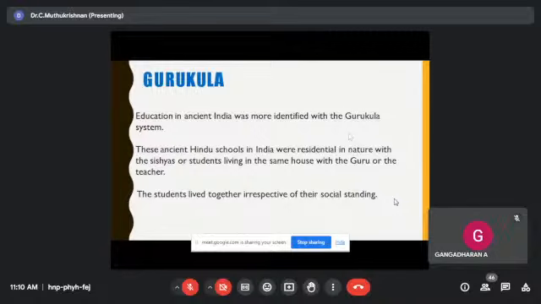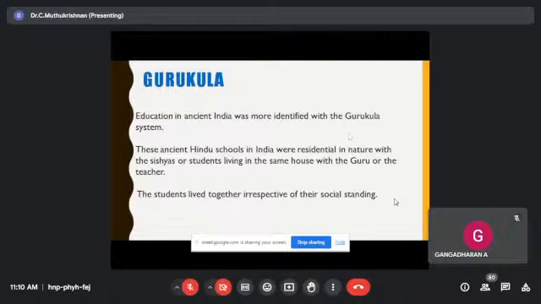Teacher-centered curriculum. What are the things the Guru is going to present to the students? It means the students have to accept each and everything from the Guru. That is called Gurukula. The students won't ask any questions; they are not allowed to ask any questions to the Guru. So you have to accept each and everything from the Guru in the Gurukula system. The students live together irrespective of their social standing. That is the main thing in the Gurukula system.